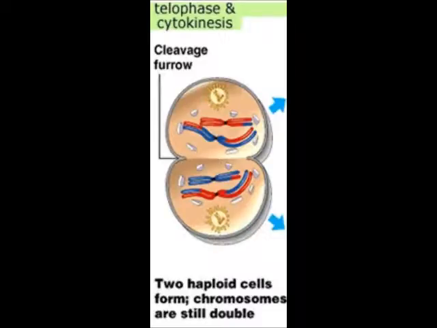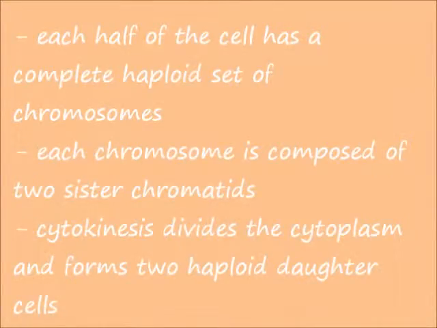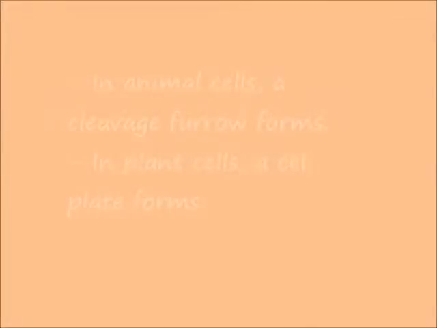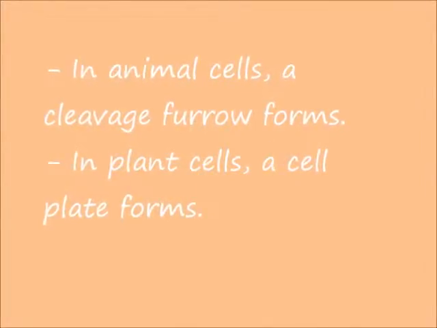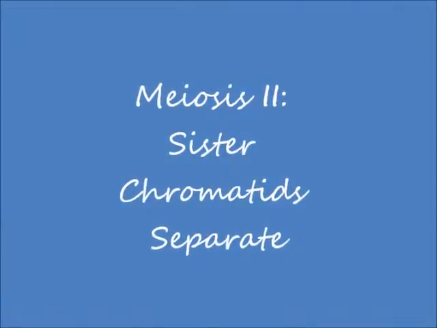Afterward, the cell enters telophase and cytokinesis. Each half of the cell has a complete haploid set of chromosomes. Each chromosome is composed of two sister chromatids. Then cytokinesis divides the cytoplasm and forms the two daughter cells. In animal cells, a cleavage furrow is formed, and in plant cells, a cell plate forms. The cell is now prepared to go into meiosis 2.